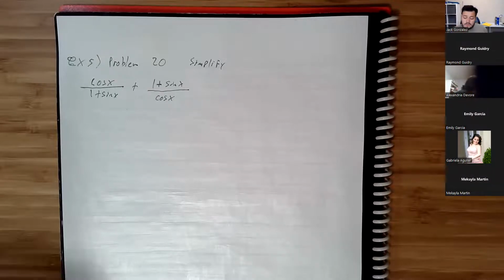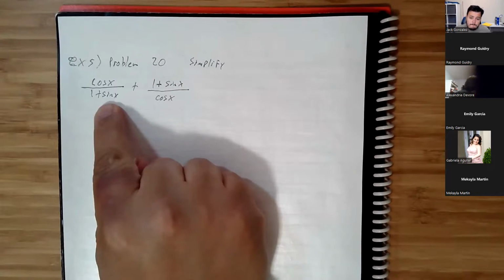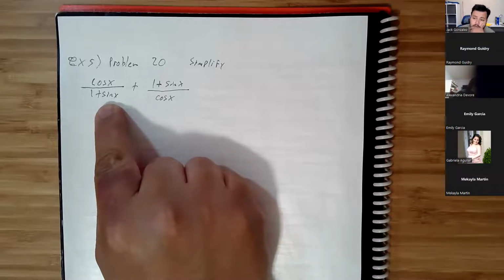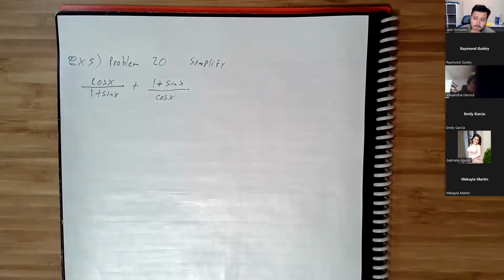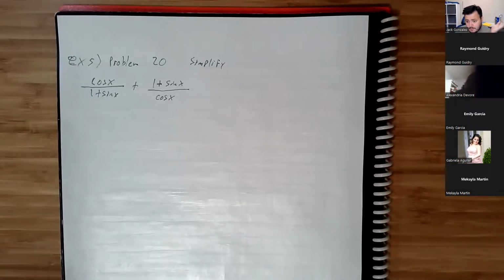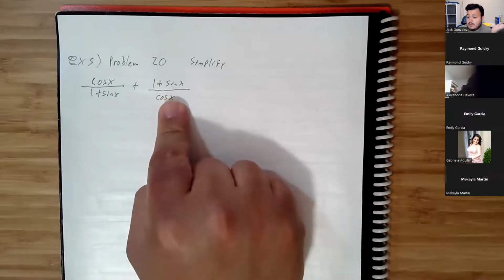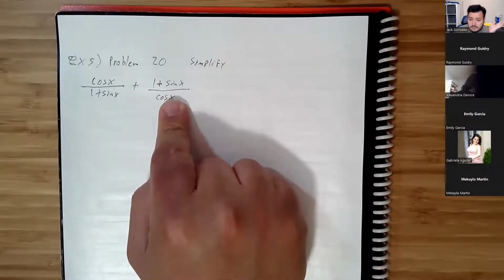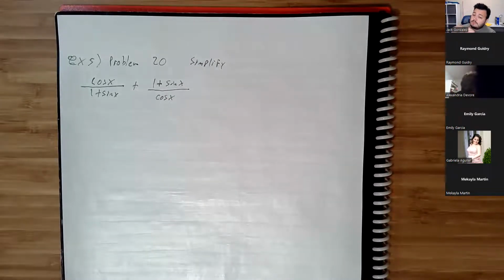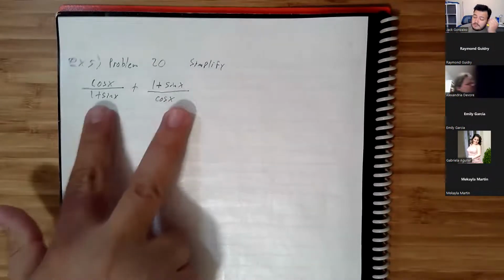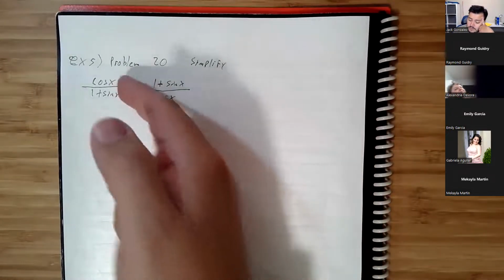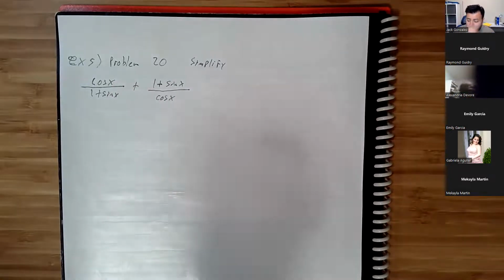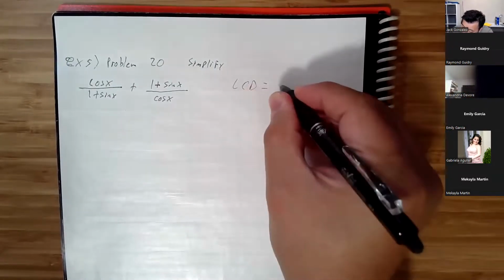Do you agree that this denominator is prime? Well, you can't factor anything from 1 plus sine, so therefore it is prime. Cosine is just a cosine. It is also prime. So that means the LCD is going to be just the product of these two. So introduce the LCD here and there.